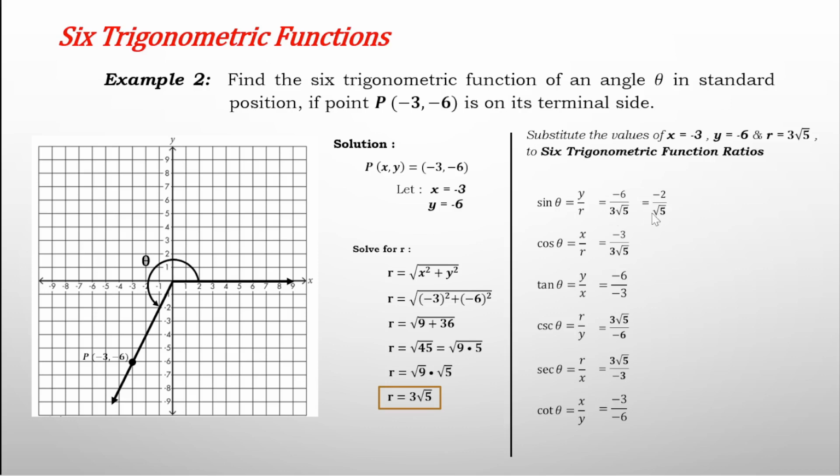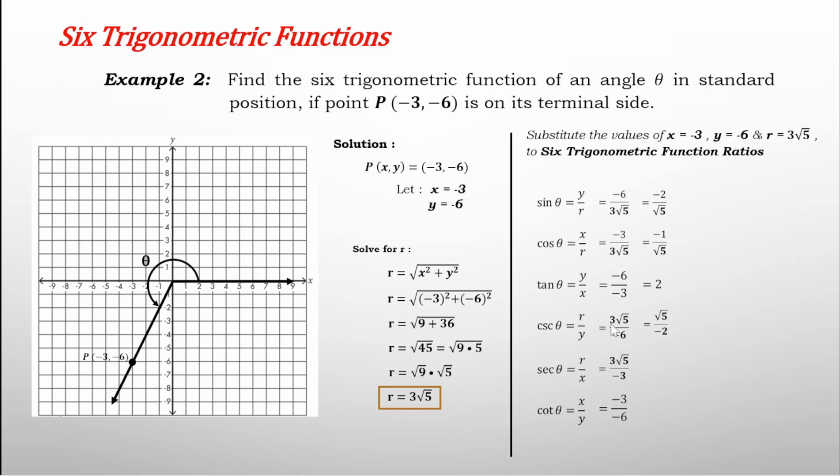So we have now 1 times square root of 5, that becomes square root of 5. For negative 6, as we're going to divide it by 3, negative 6 divided by 3 is equal to negative 2. For the cosine, the negative 3 in the numerator and the positive 3 in the denominator can be simplified. Their greatest common factor is 3. So negative 3 divided by 3 is equal to negative 1, and 3 divided by 3 is equal to 1. As we multiply 1 to the square root of 5, that is equal to square root of 5. For the tangent theta, as we simplify now, negative 6 divided by negative 3 is equal to positive 2.